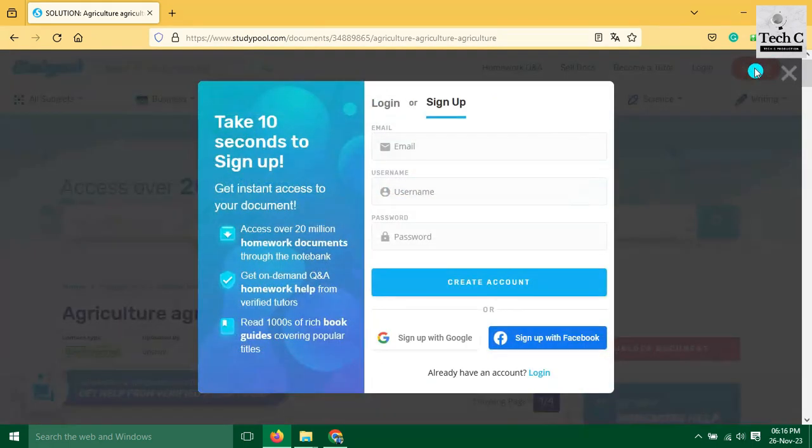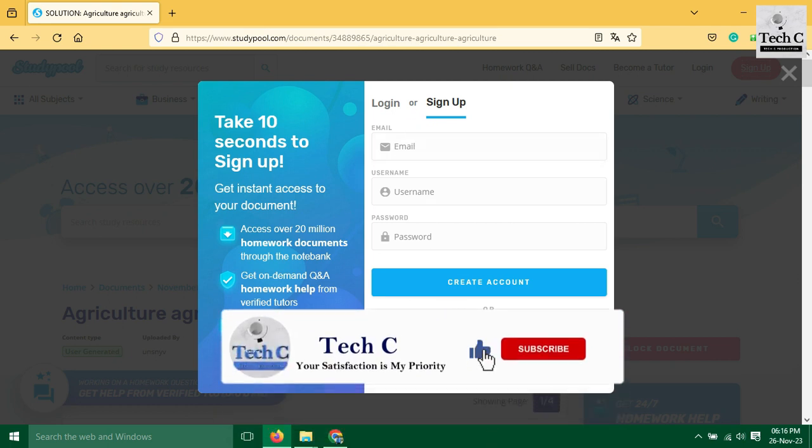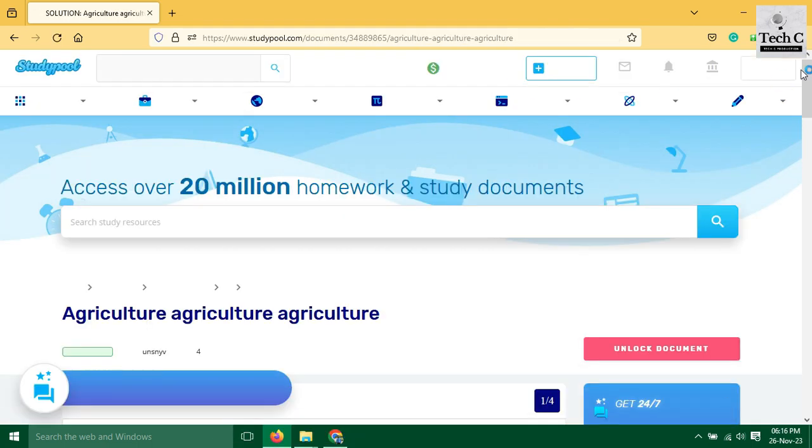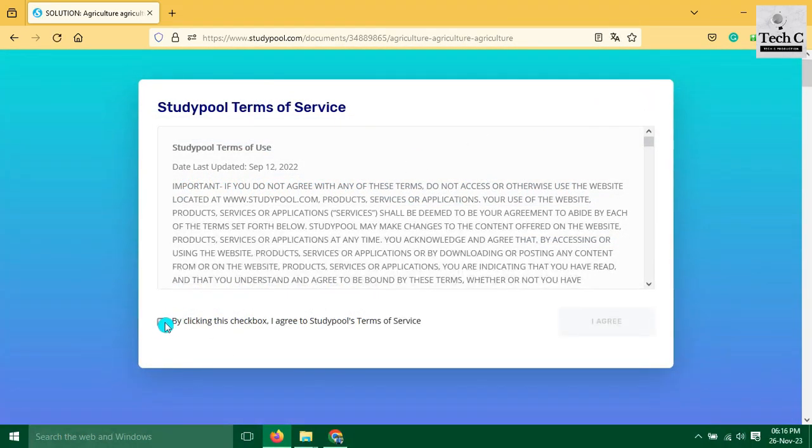On Studypool, students can ask questions related to subjects such as math, science, business, history, and more. They can also seek help with writing assignments, essays, and research papers.